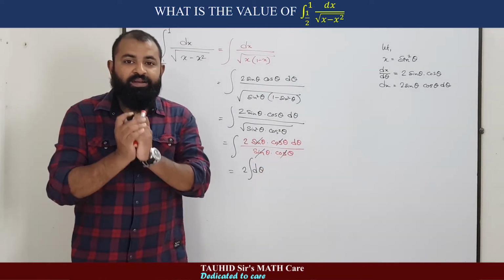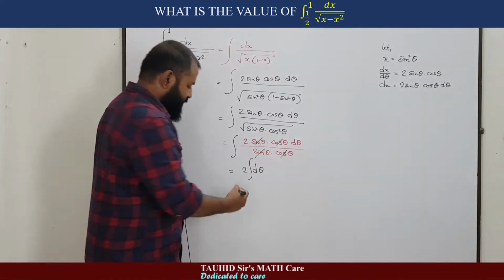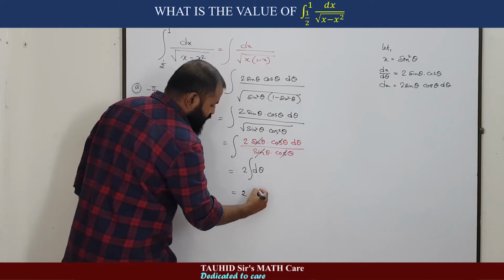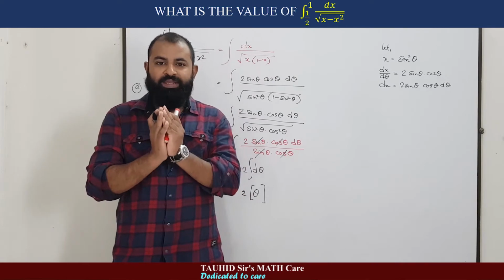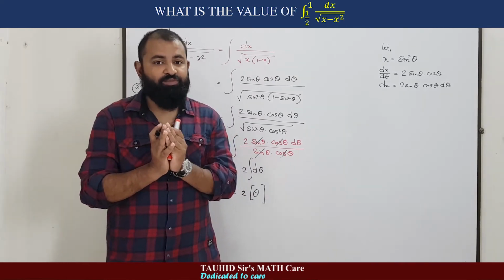Finally, we got the answer 2 integration of d theta. That means the answer is 2 theta. And we need to put the limits now. What will be the limits for theta?